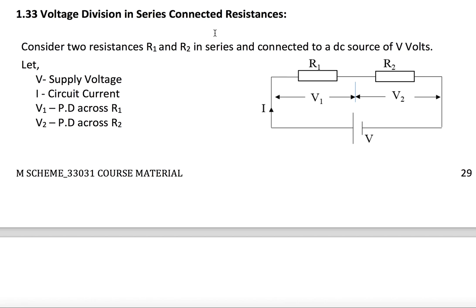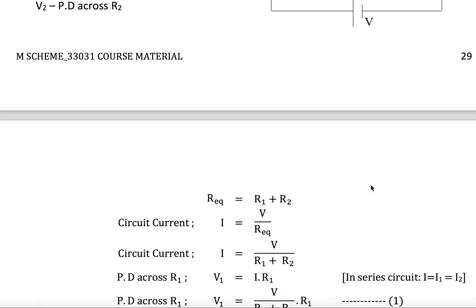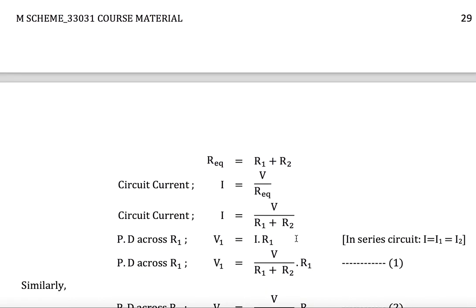So voltage division takes place in series connected resistances and current division takes place in parallel connected resistors. Consider two resistors connected in series across DC voltage V. V1 is the potential difference across R1, V2 is the potential difference across R2. What is R equivalent? R1 plus R2. What is I? V upon R equivalent, so V upon R1 plus R2.